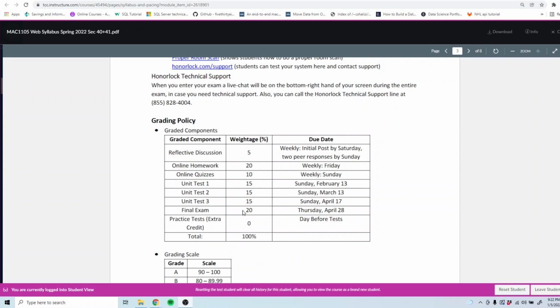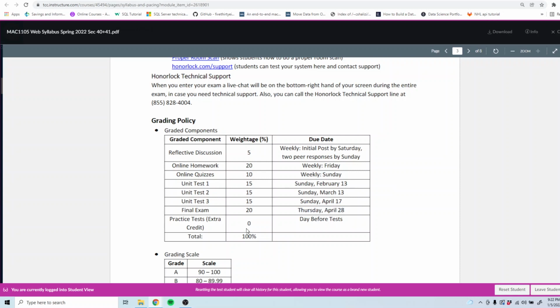And the final exam is 20% of your grade. It's due Thursday, April 8th. Now, the reason the final exam is not due on a Sunday is the semester ends on that Friday, but we can't really wait for the final exam to be due on Friday. What if you have an issue Friday night? Well, the semester's over. You can't take it Saturday. So that's why it's due Thursday.